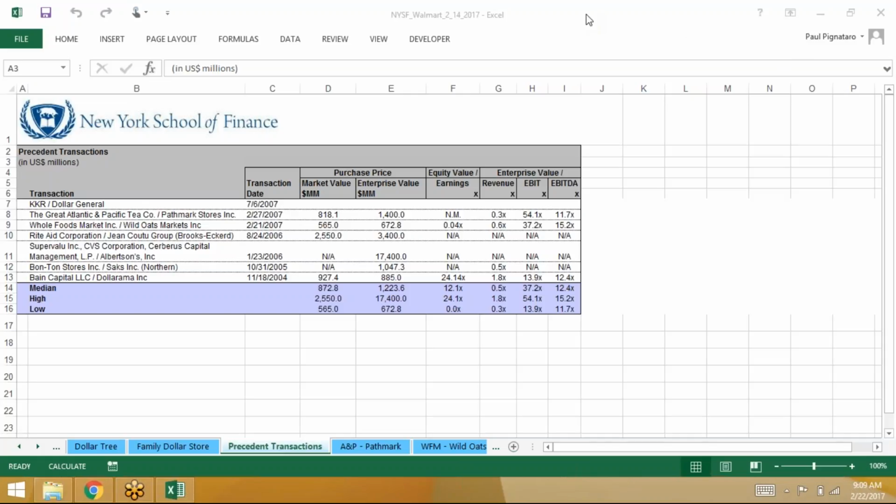Okay, so we're going through the three valuation methods: comps, PPaids, and DCF. PPaids we're doing last. They each have their benefits and flaws. The PPaids are the precedent transactions.